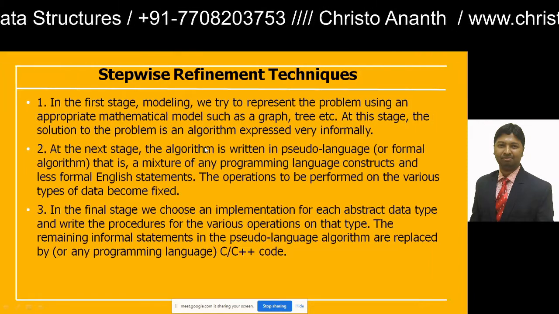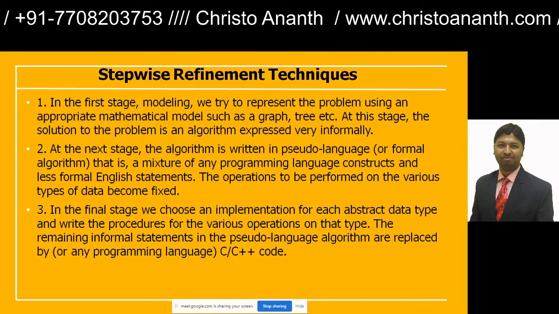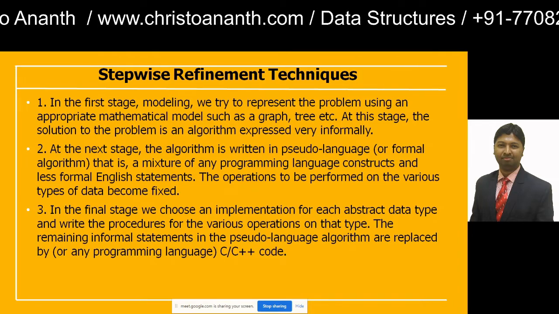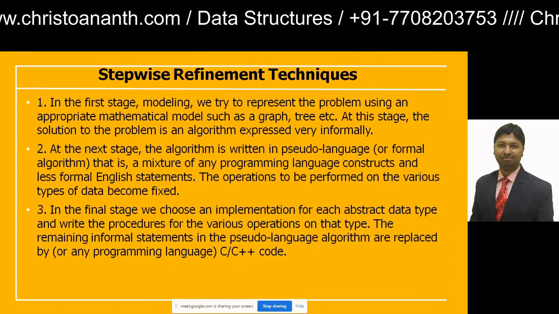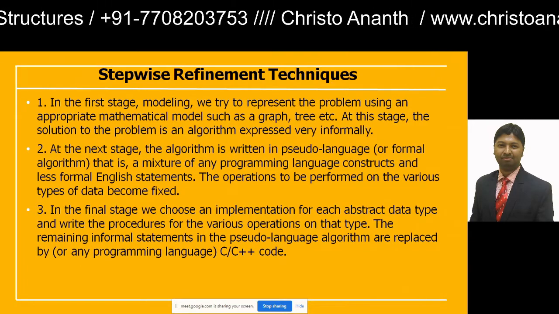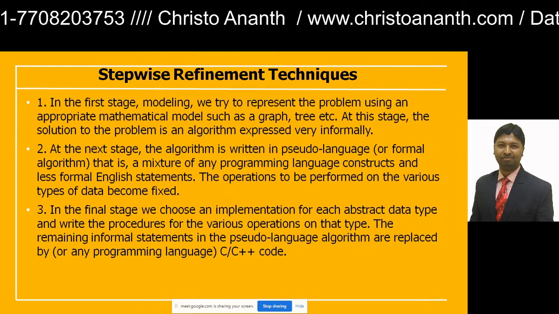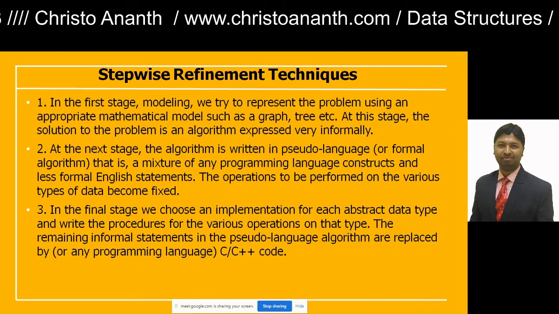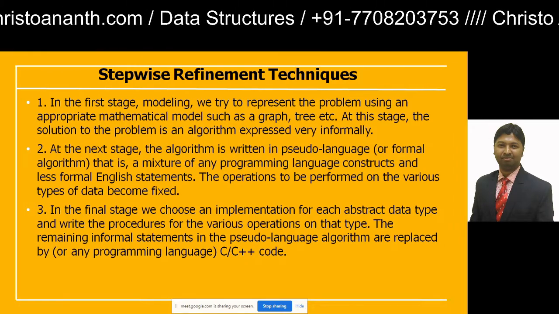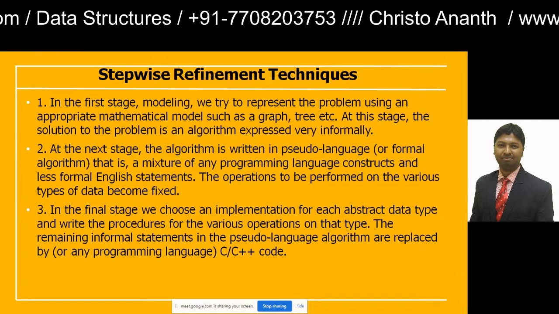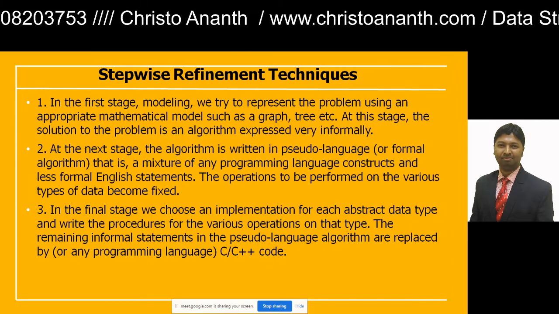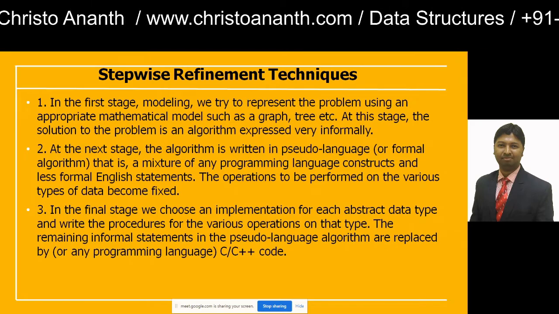In the first stage, which is modeling, we try to represent the problem using an appropriate mathematical model, maybe a tree or a graph. Here the solution of the problem is an algorithm expressed in an informal way. In the next stage you write the algorithm in pseudo language or a formal algorithm. This pseudo language is a mixture of programming language constructs and less formal English statements.